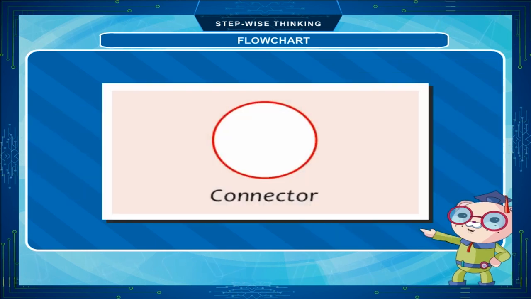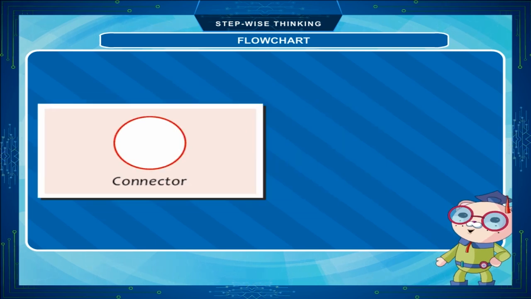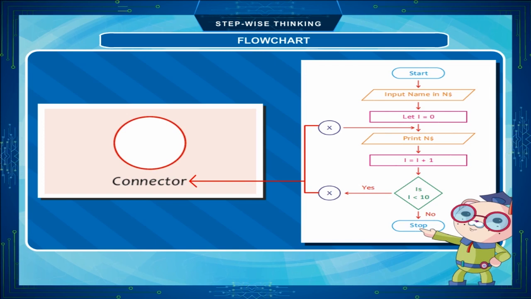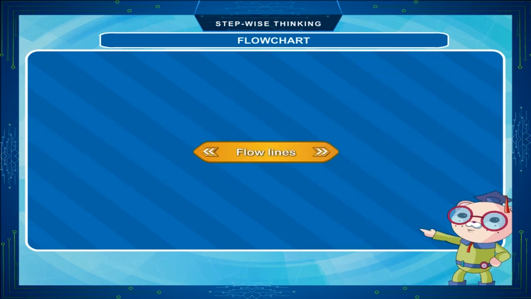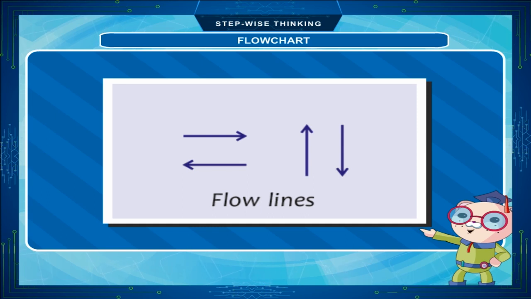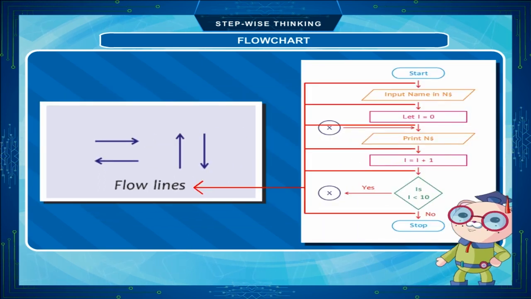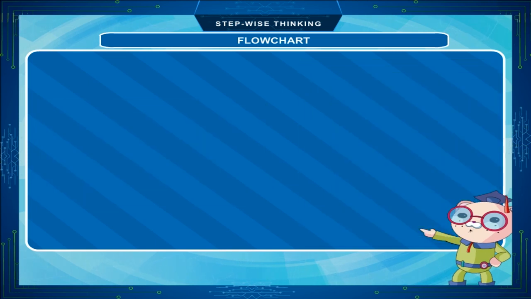Connector. Connector is circular in shape, which is used to connect two statements situated at different places in a program. This is very useful to show the connection of different parts of a flowchart made on different pages. Flow lines. Flow lines in a flowchart are the arrows which connect the two boxes and determine the flow or sequence of the instructions used in a program. These flow lines generally flow from top to bottom and from left to right.